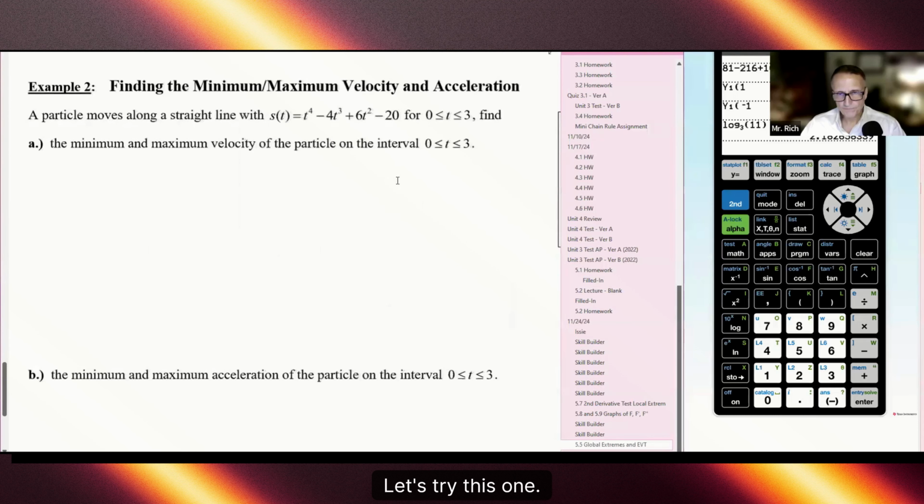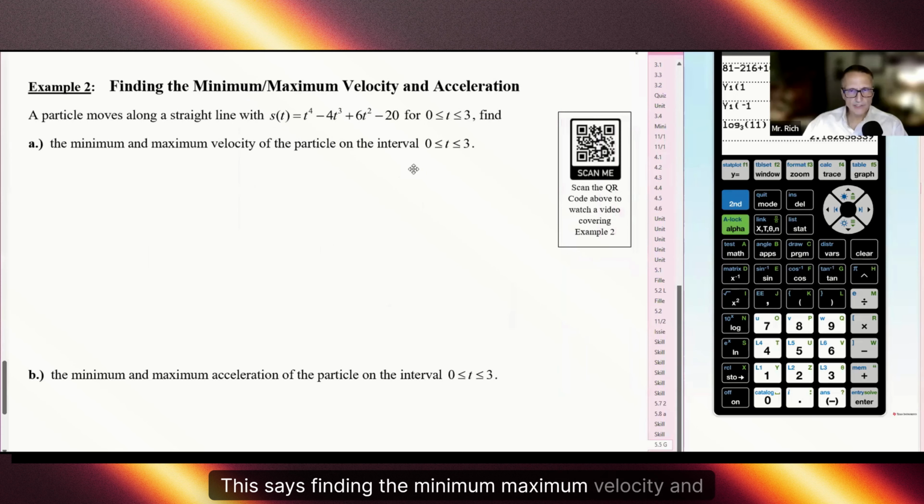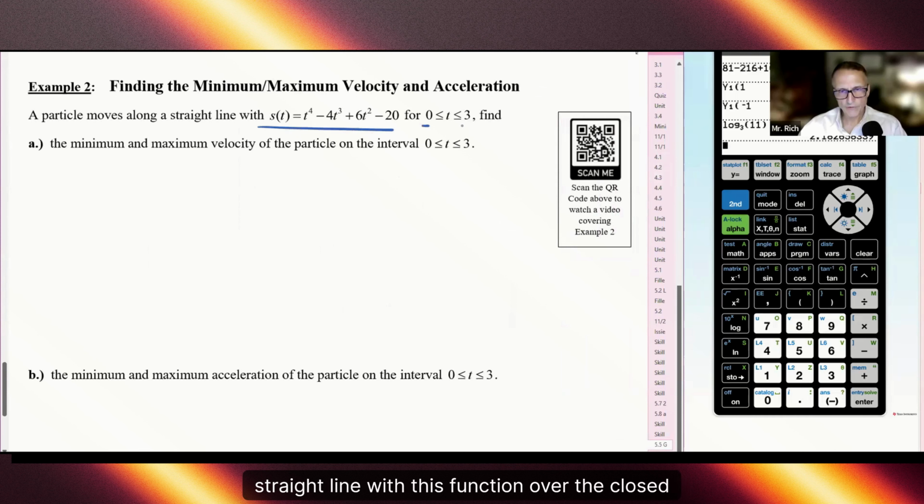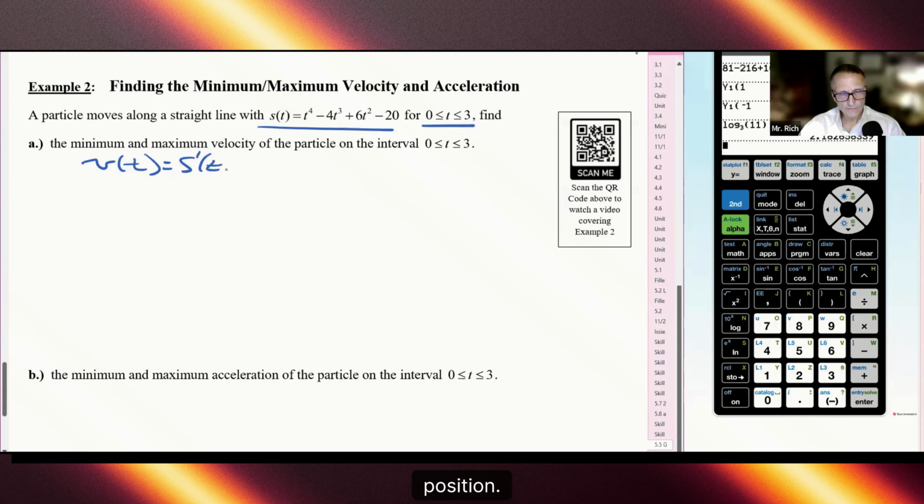Let's try this one. This says finding the minimum and maximum velocity and acceleration. This problem says that a particle moves along a straight line with this function over the closed interval 0 to 3. Find the minimum and maximum velocity of the particle on the interval 0 to 3. All right, this is the position, so we need to get the velocity function. The velocity is the first derivative of the position. That would be 4t to the third minus 12t squared plus 12t.